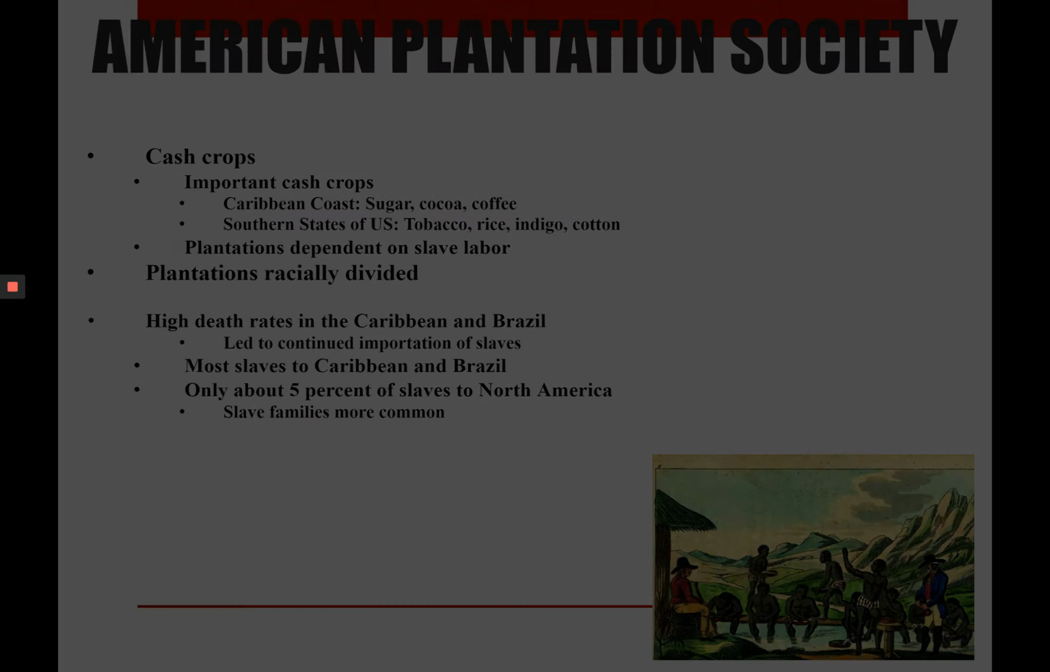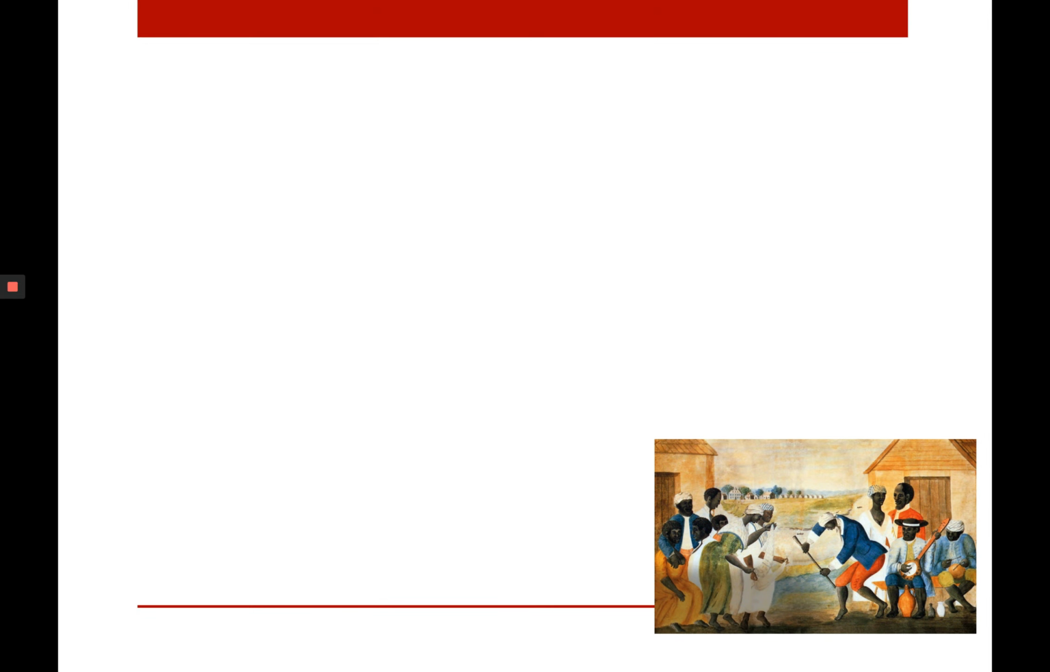When we look at North America, only about 5% of slaves were brought to North America. And between 1 and 2% actually came to the modern day United States. And that was because in those areas, we saw more female slaves brought, and that led to more slave families and kind of natural population growth right in the Americas, so that they didn't have to constantly import new slaves to the United States.